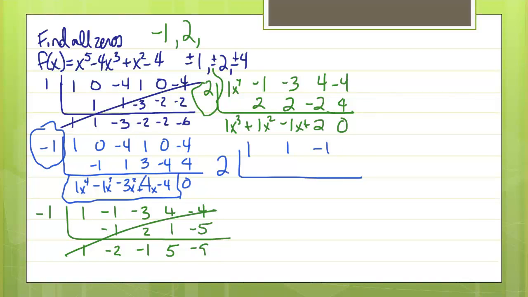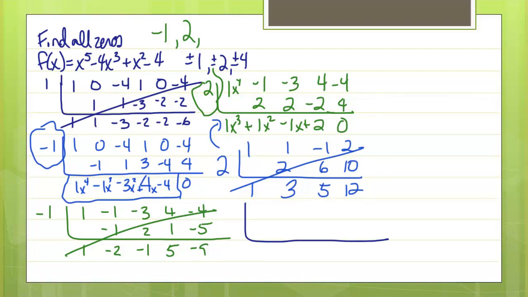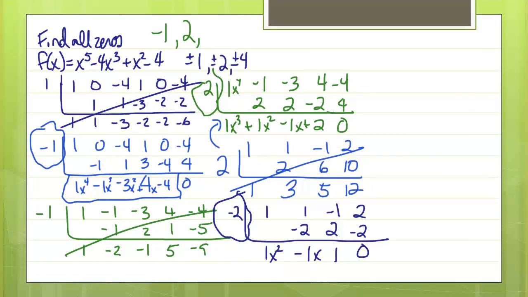Yeah, that's right, because I was able to take this guy. So we've got 2. Nope, that's not going to work. Now we'll go on to negative 2. There we go. There's our third one. So now I'm down to a quadratic. This is x squared, this is x, that's 1.